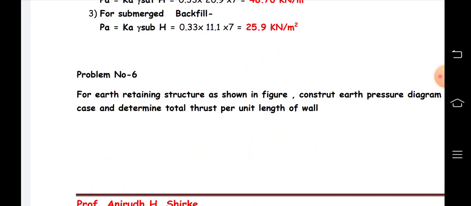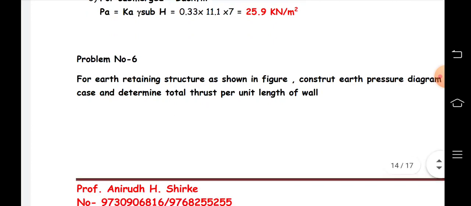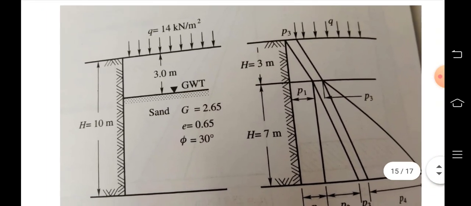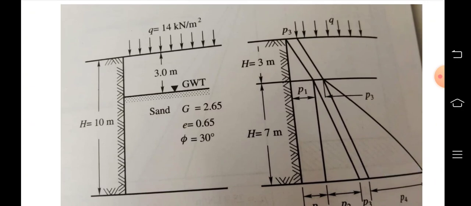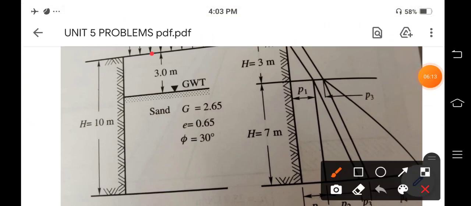So the last problem: for the earth retaining structure which is shown in the figure, construct the pressure distribution diagram for the active case and determine the total thrust per unit length of the wall. So this is the figure. Okay, so there are two levels. First is only the dry case, and in the other case there will be the sand as well as the water. Okay, so here is the water table.